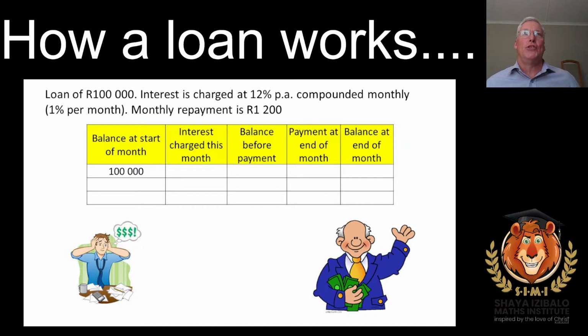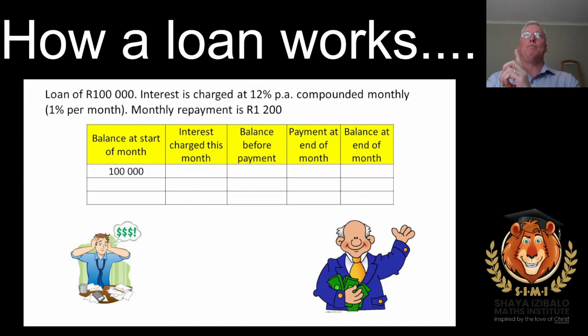There are two kinds of role players here. There's the guy in the bottom left who's trying to find the money each month to repay the loan. And then there's the guy in the bottom right, the banker, who is collecting the interest and making money out of lending the money in the first place. I've chosen nice, simple numbers here. We're borrowing 100,000 Rand at 12% per annum compounded monthly. What that means is 1% per month. So the loan is 100,000 Rand.